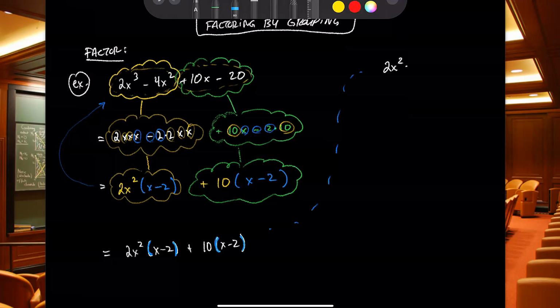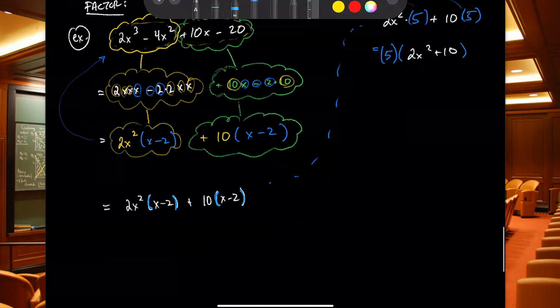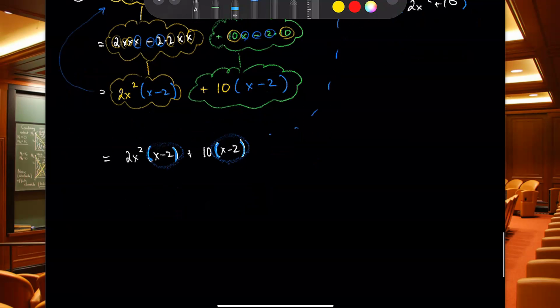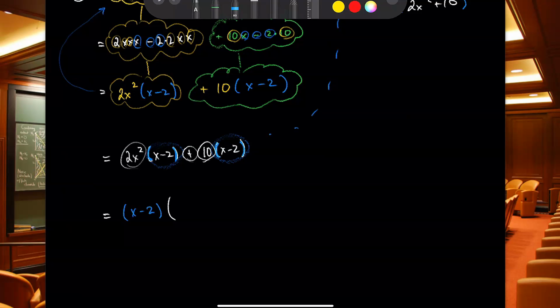So in other words, if I showed you, hey, why don't you factor 2x squared times 5 plus 10 times 5? You'd say, well, that's easy. We take that 5, that must have been what was distributed, and what was left inside was 2x squared plus 10. Right, so that 5 is what must have been distributed through. It's the same thing here. It's just that it's not 5, it's x minus 2. So what must have been that number being multiplied was x minus 2, and what's left inside is 2x squared plus 10.